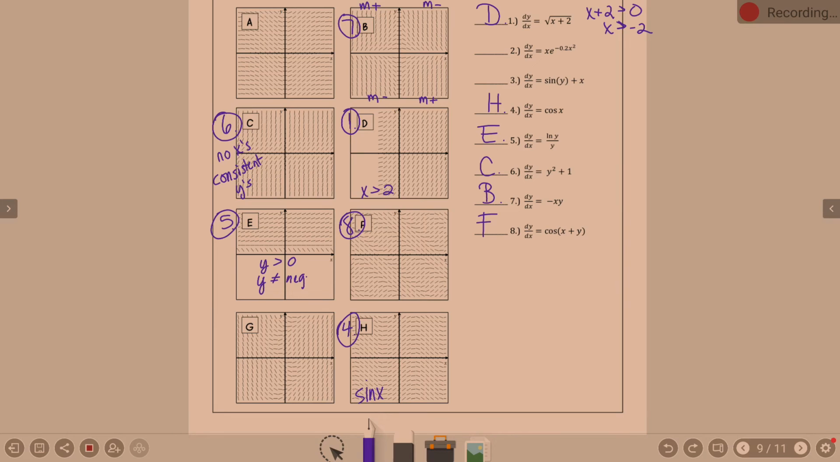I have a reason to argue that one, though. Why am I going to argue that 2 is A? Because 2 has x's in it only. The only reason I'm going to argue is that 3 has x and y. And if 3 has x and y, that means my slopes are not necessarily consistent, like I don't have everything the same on a vertical line. I don't have everything the same on a horizontal line. They're all over the place.